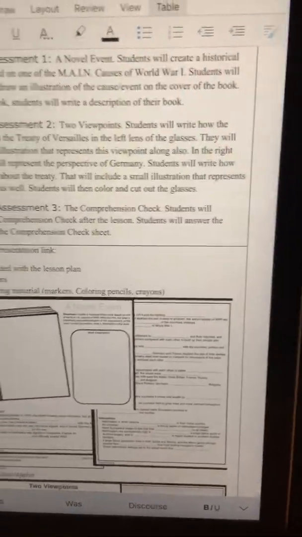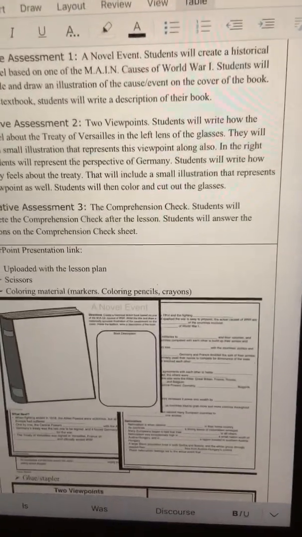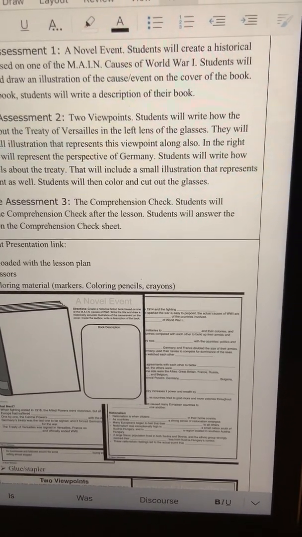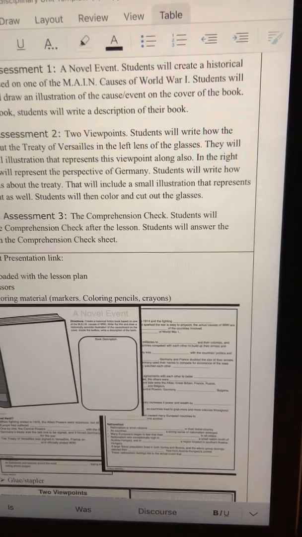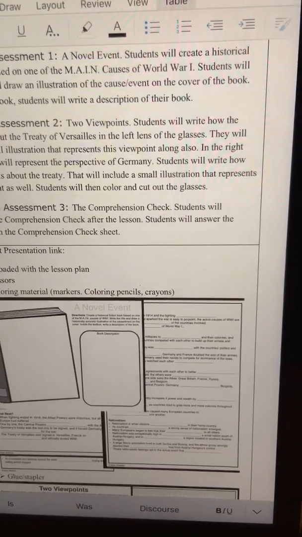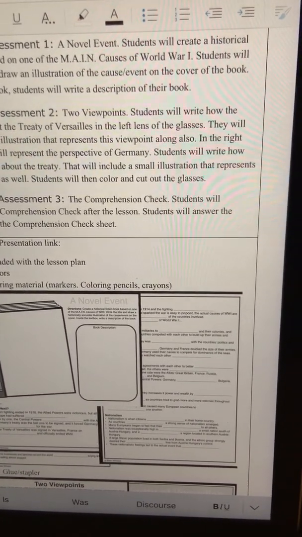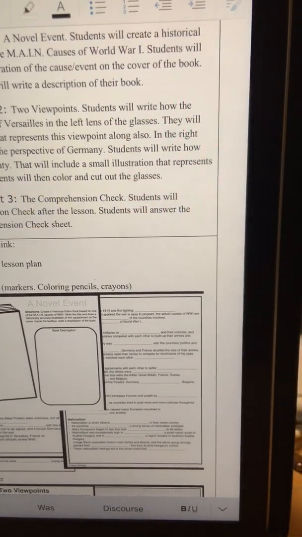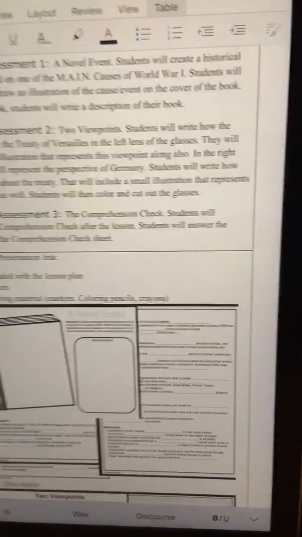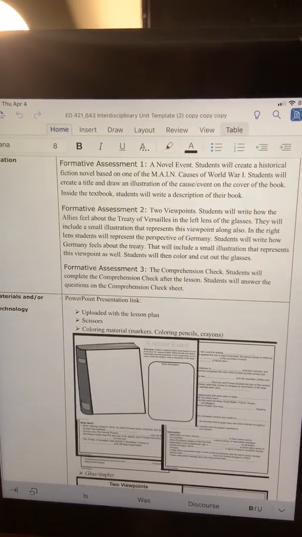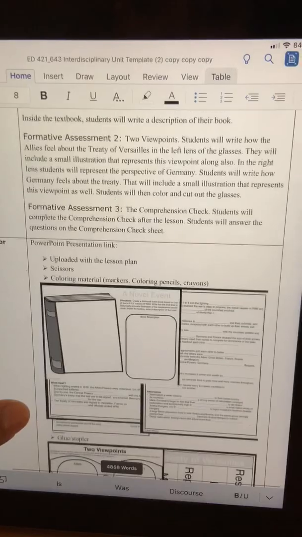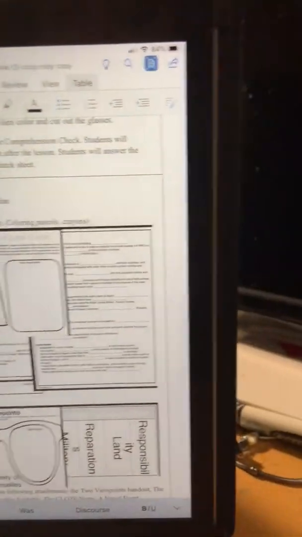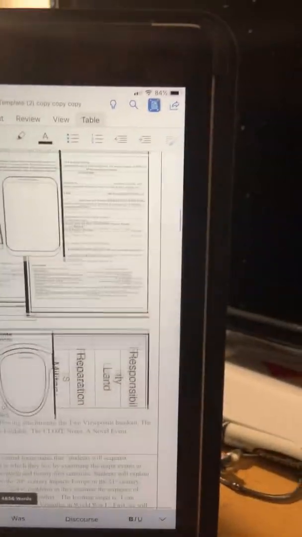The second formative assessment is the 2 viewpoints. Students will write how the Allies feel about the Treaty of Versailles in the left lens of the glasses, and then include a small illustration that represents their viewpoint alongside. In the right lens, students will represent the perspective of Germany. Students will write how Germany feels about the treaty, and that will include a small illustration that represents their viewpoint as well. Students will be given the opportunity to cut out the glasses and color the glasses.